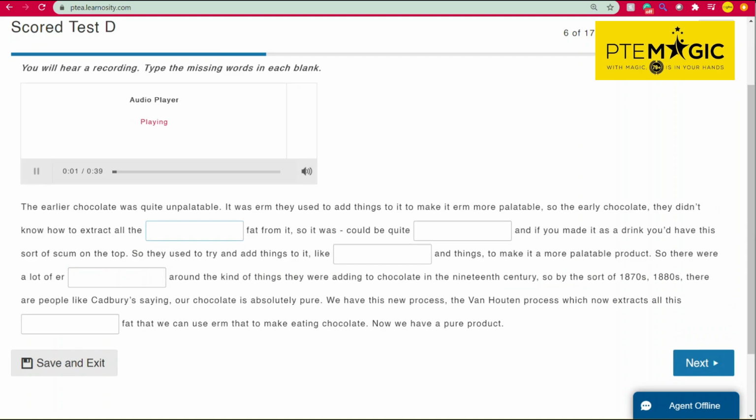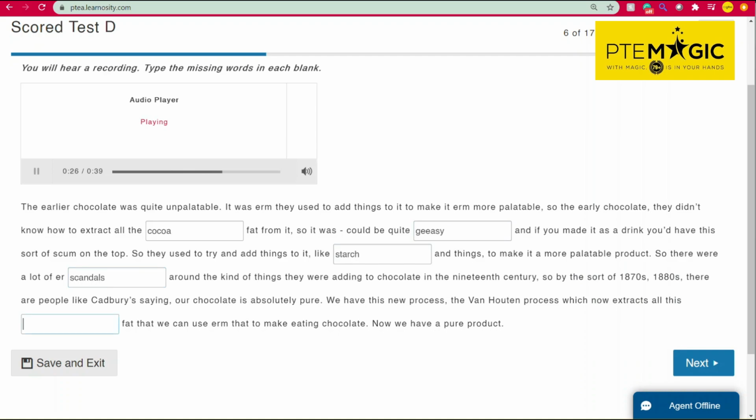The earlier chocolate was quite unpalatable. They used to add things to it to make it more palatable. So the early chocolate, they didn't know how to extract all the cocoa fat from it, so it could be quite greasy. And if you made it as a drink, you'd have this sort of scum on the top. So they used to try and add things to it, like starch and things, to make it a more palatable product.